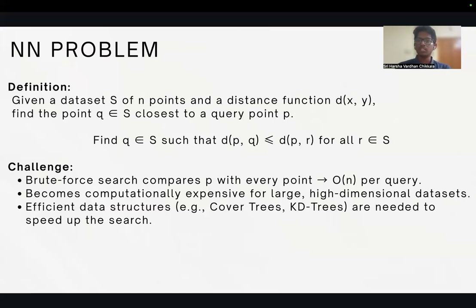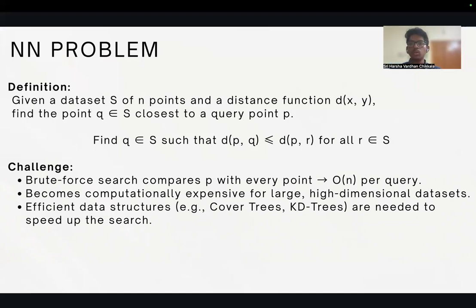This is very famous, being taught in most machine learning models like KNN. So let's see what the problem is. As I already said for hierarchical clustering, the main problem is going and finding the distance for each point. This is what I mention in the challenges. Brute force search compares p with each and every point, so it takes order n complexity for one query, and it can be computationally highly expensive for large and high dimensional datasets. This is one of the main problems happening here.